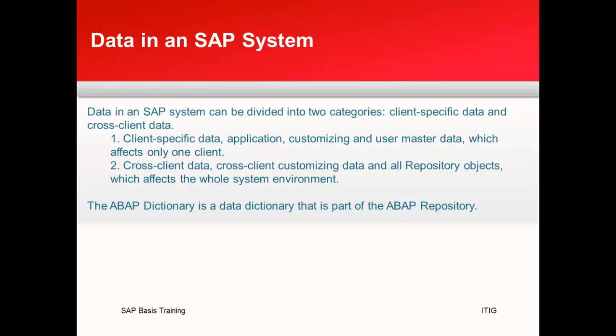Okay, now data in an SAP system. Data in an SAP system can be divided into two categories: client specific data and client cross client data. Client specific data is basically the application data, customizing and user master which affect only one client. Cross client data is the cross client customizing data and all repositories which affect the whole system environment. ABAP dictionary is a data dictionary that is part of the ABAP repository.